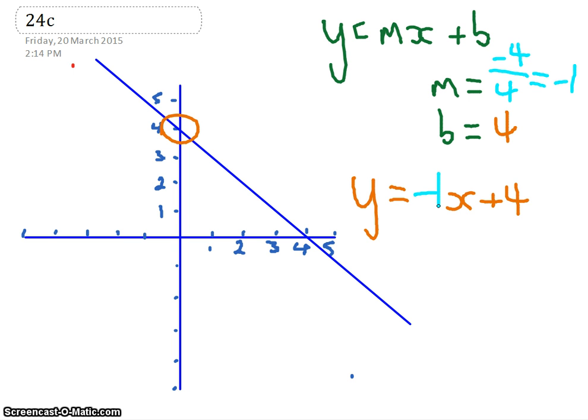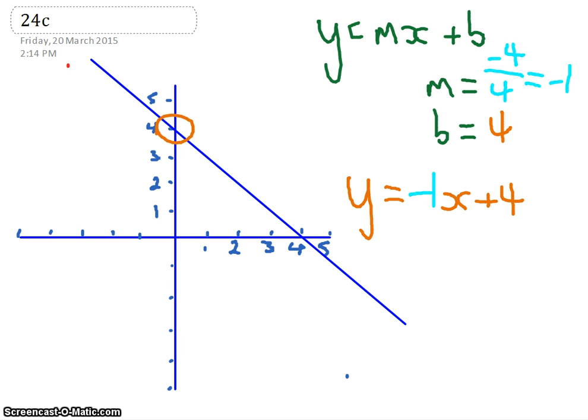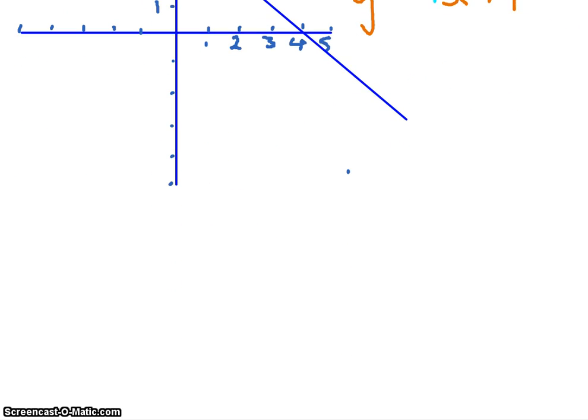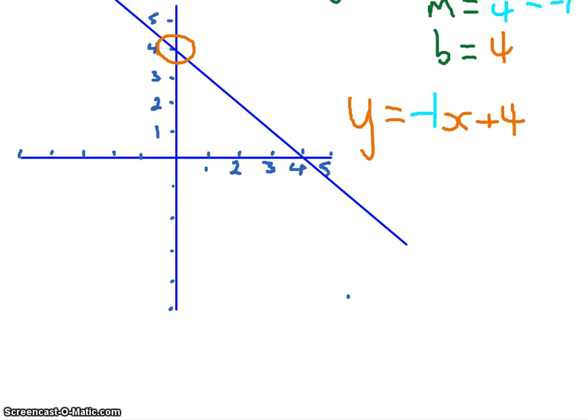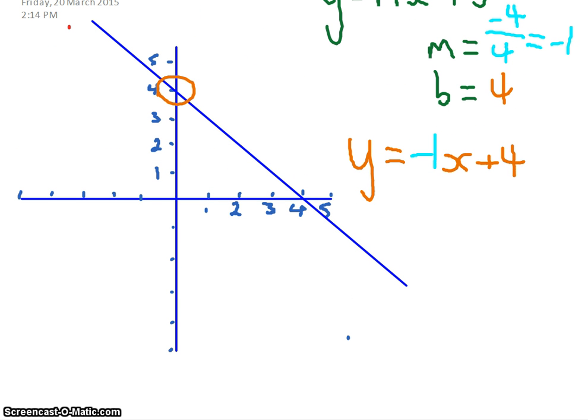M is minus 1, b is 4. Cool? That is how you get the equation. Now, what will probably happen is the question won't just ask that. The question will ask more things. The question will probably say, on the same graph, what you need to do is graph something else.